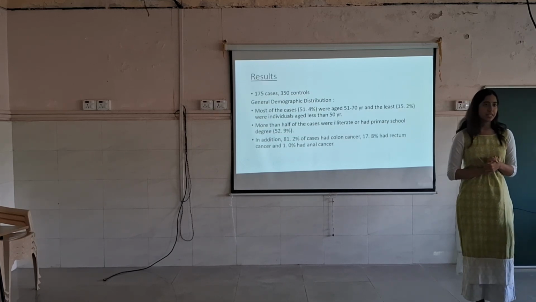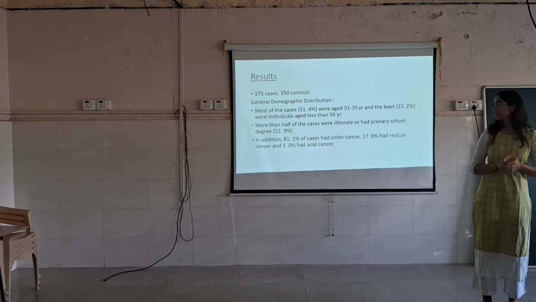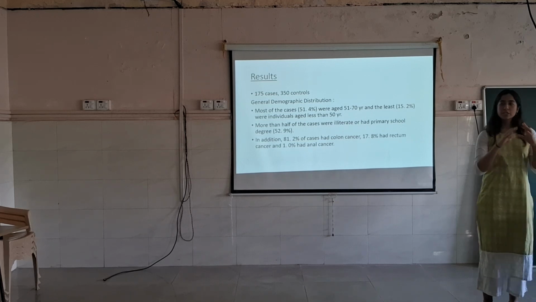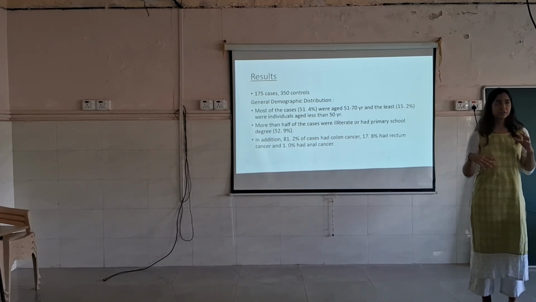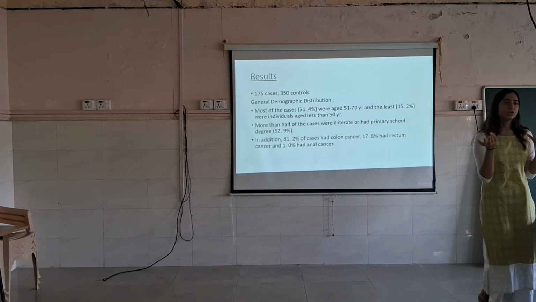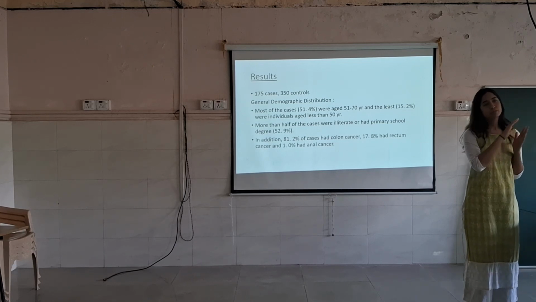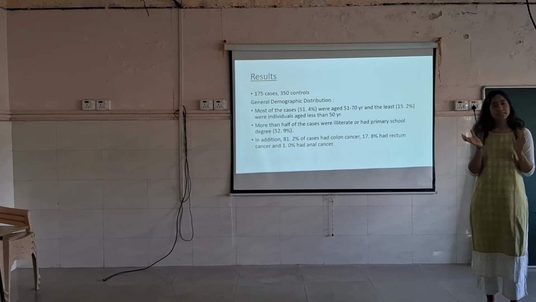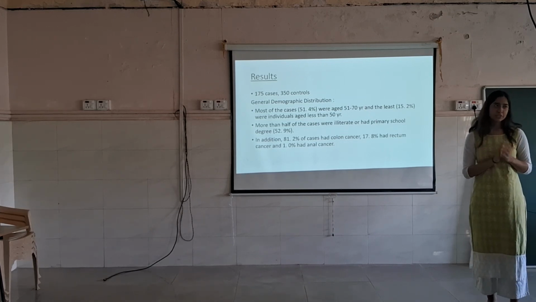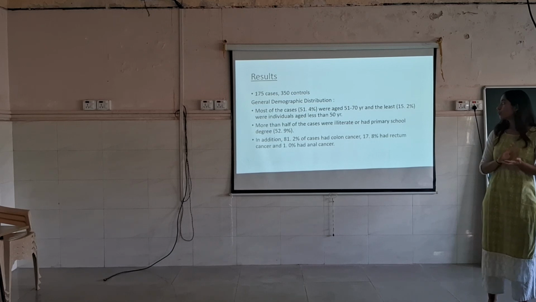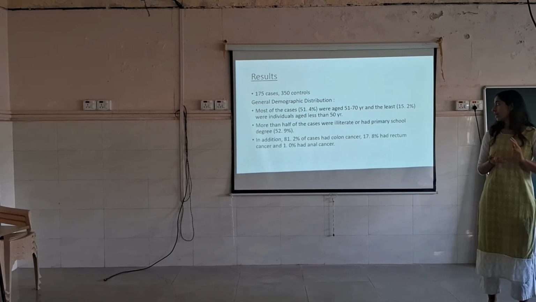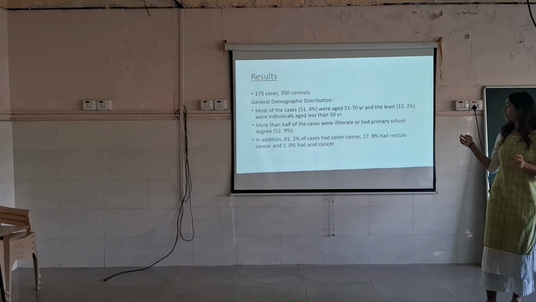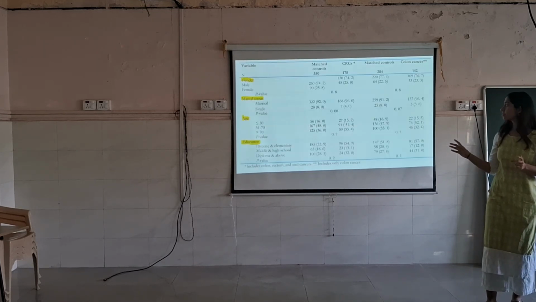Now we move on to the results. As mentioned before, there were 175 cases and 350 controls. We'll explore the results in a similar pattern to the questionnaire. Starting with the demographics, we saw that most of the cases ranged between 50 to 70 years of age. That was an expected result. More than half of the cases were illiterate. In addition, 81.2% had colon cancer, 17% had rectum cancer, and 1% had anal cancer.